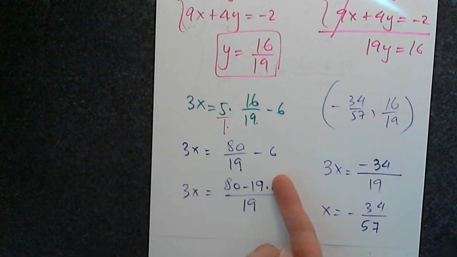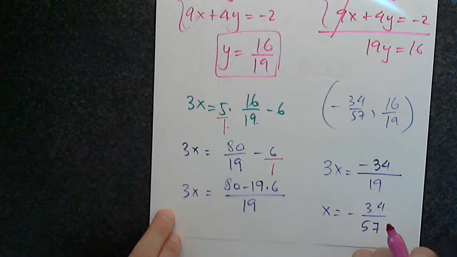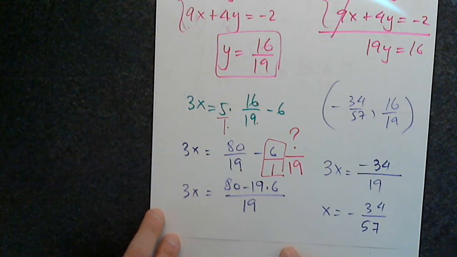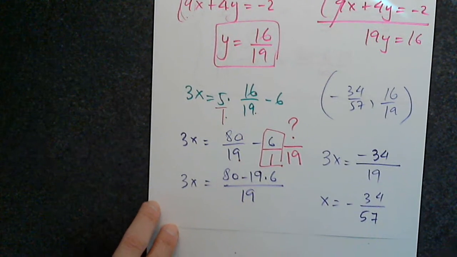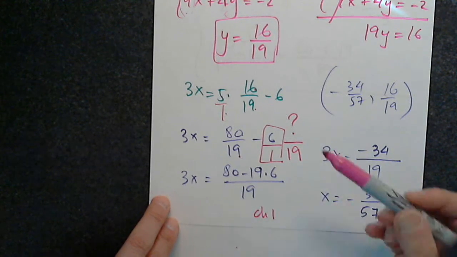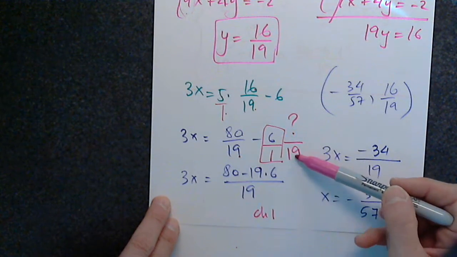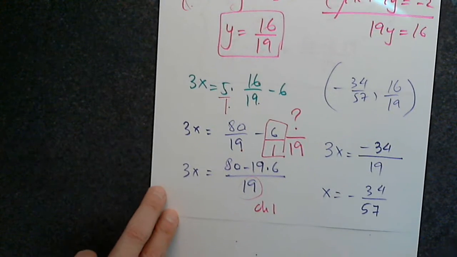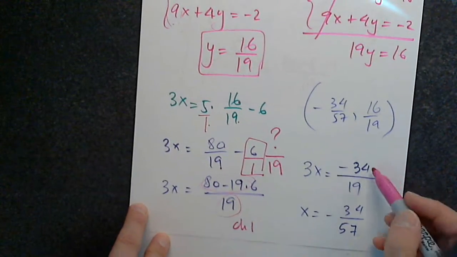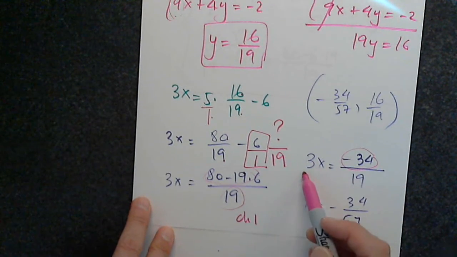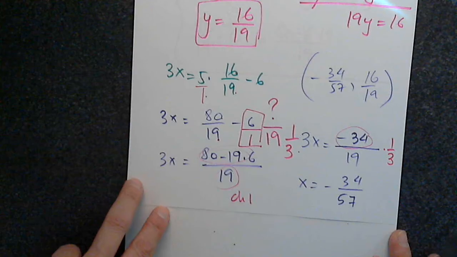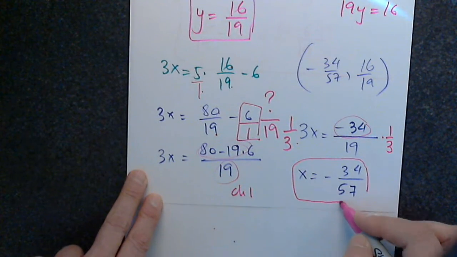So I cannot add fractions that do not have the same denominator. So I have to change 6 over 1 into something over 19. So I have to multiply top and bottom by 19. And we did that in chapter 1. So it's 6 times 19 over 1 times 19, so I can have the same denominator. Then I perform these operations. I cannot simplify. I have to perform these operations, and I get negative 34. And then I divide both sides by 3, or I say I multiply both sides by 1/3. And that's how we get this.